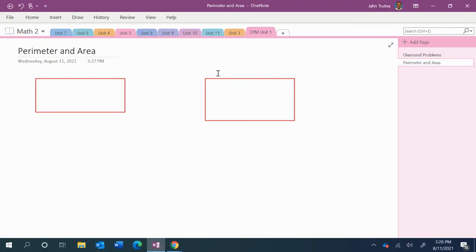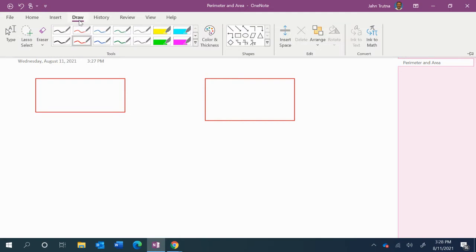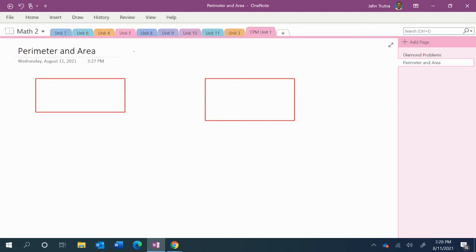All right, Mr. Trutna, this is going over perimeter and area. So first of all, let's attack perimeter. Let's give you a definition of how to find perimeter. So perimeter, the definition of how to find perimeter.